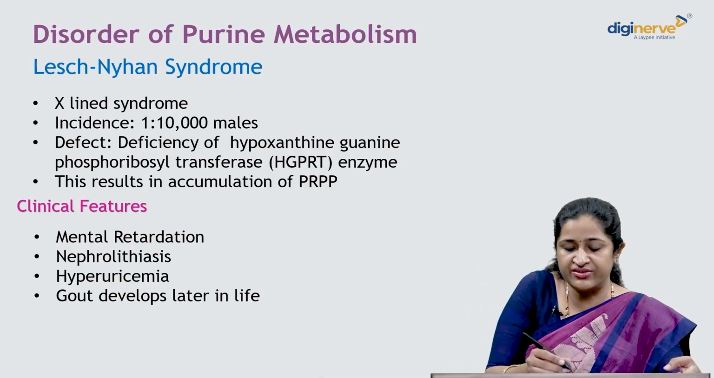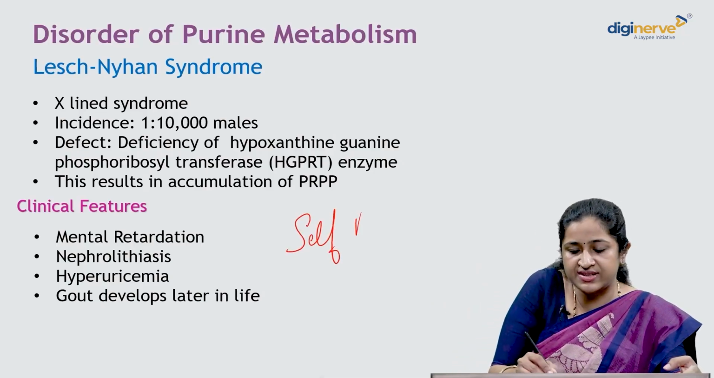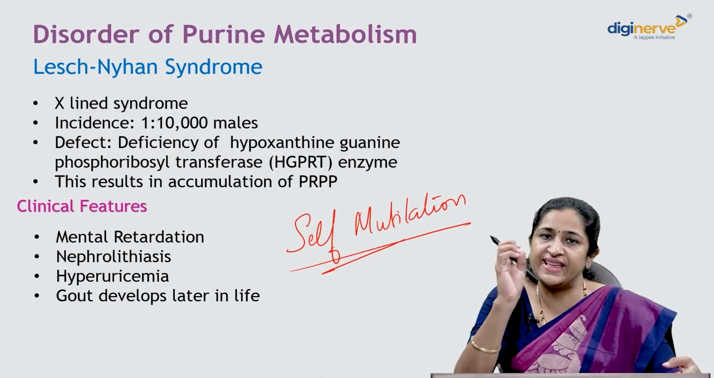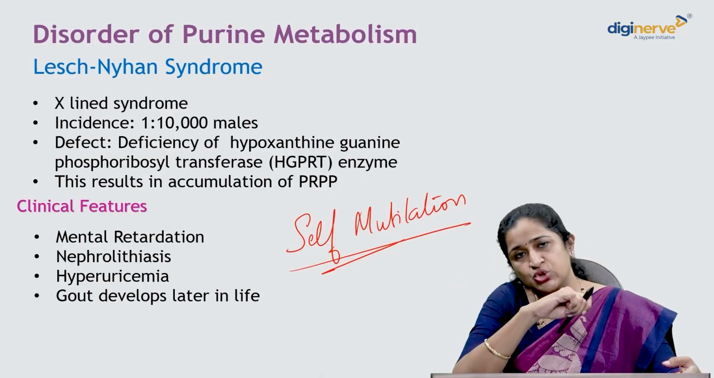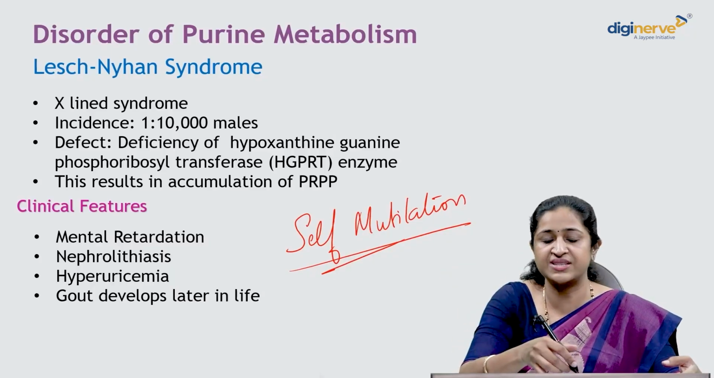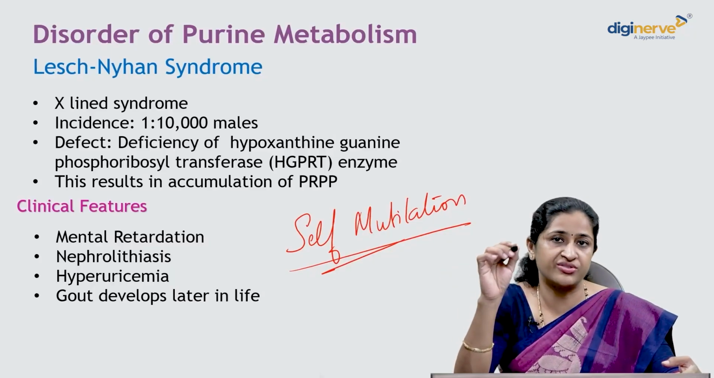But one classical feature which is seen in Lesch-Nyhan syndrome, it's a self-mutilation syndrome, where the child tends to eat their own fingers, nails, chew pieces of their skin, and that results in self-mutilation. So that is one of the classical clinical features of Lesch-Nyhan syndrome. So with that, I'll be concluding my revision in genetic disorders in IEM. Thank you.